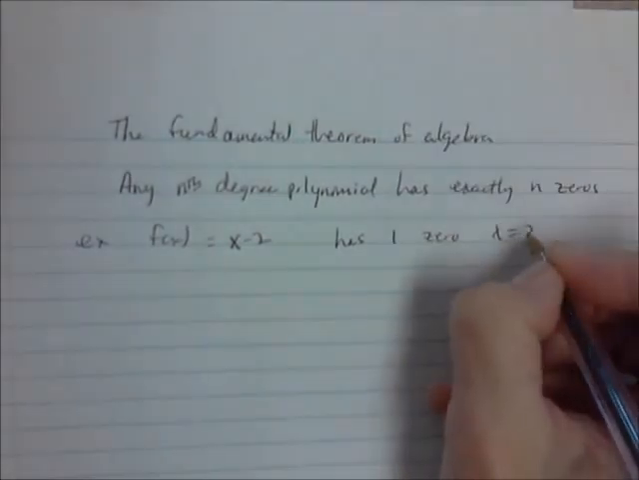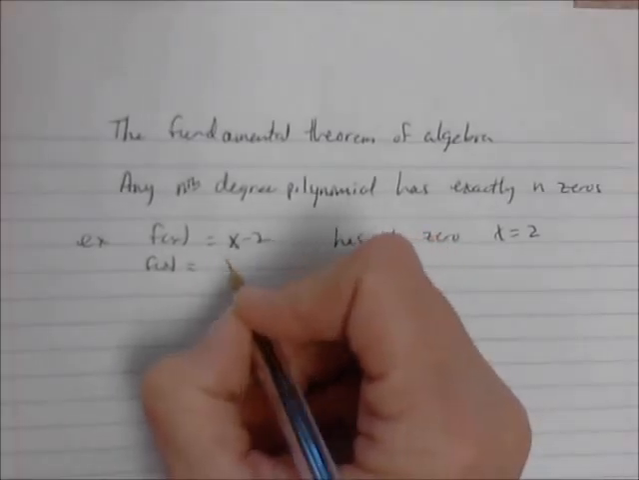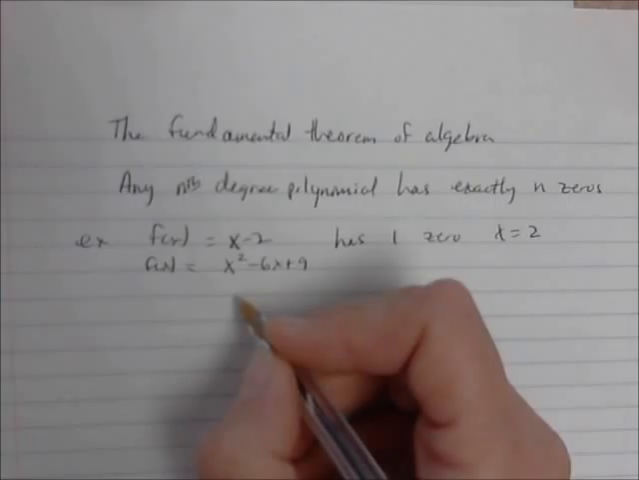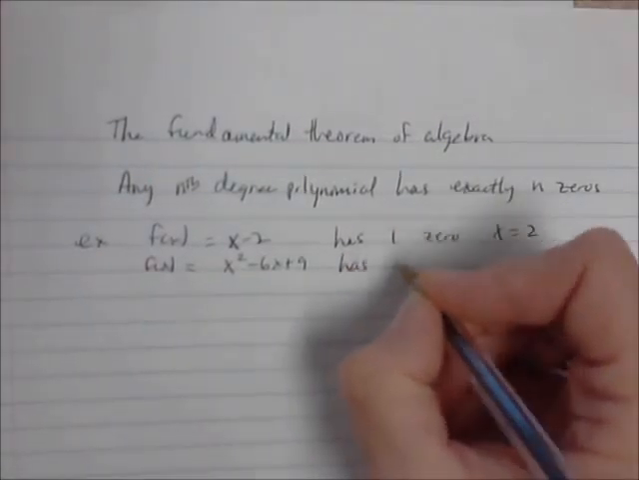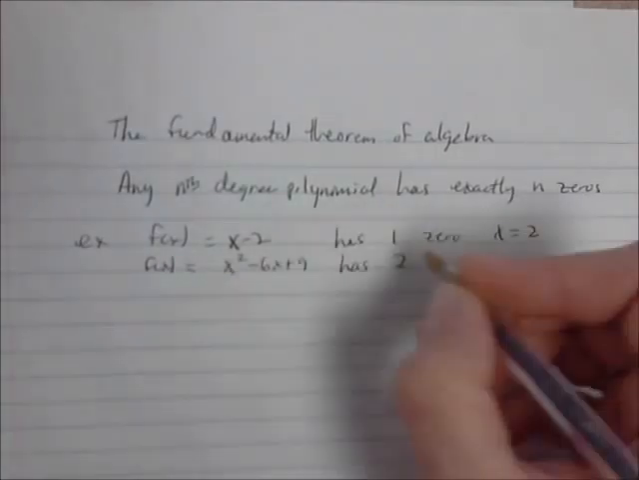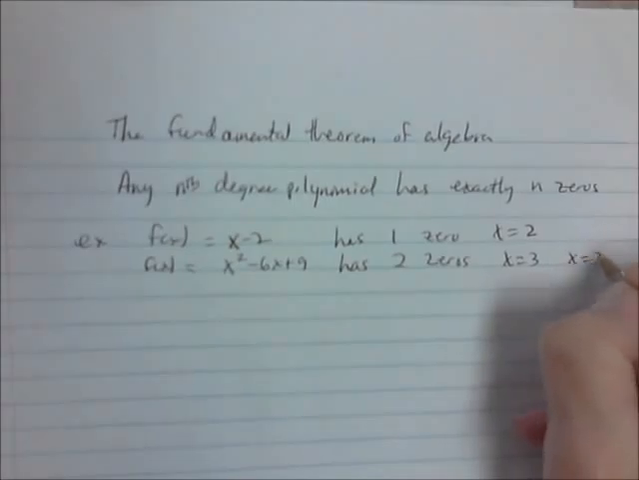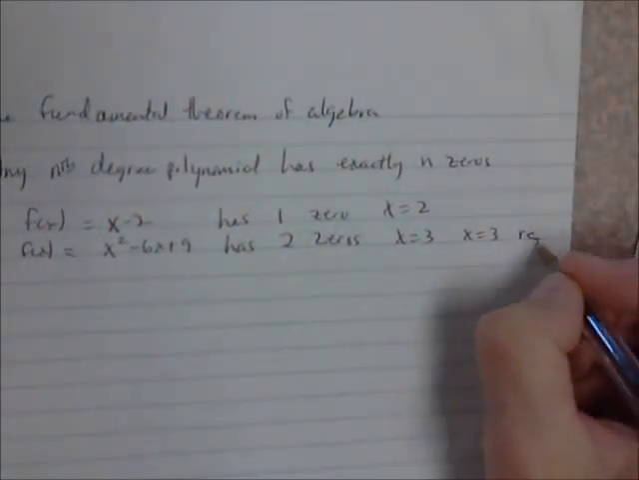x equals 2. If you have f of x equals x squared minus 6x plus 9, you can factor this into x minus 3 times x minus 3, and you can see that this has 2 zeros because it's a second degree polynomial. x equals 3 and x equals 3. It's called a repeated root.